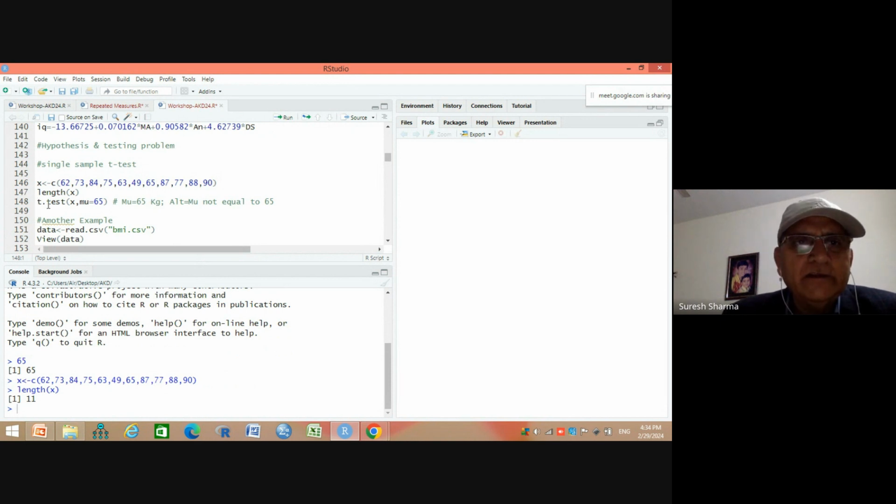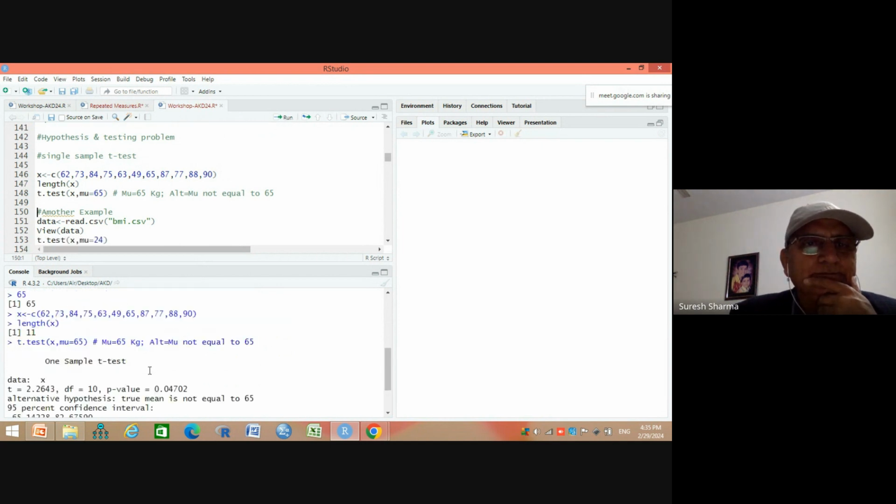So the command is t.test, whatever is your value X, and then mu. Mu, what do you want to test? You may test mu is equal to 0. You may test mu is equal to 70. So put the value of mu is equal to 65. That is the value under H0 you want to test. Is that okay? So t.test, the data and whatever you want to test under H0. Apply this, you will get this answer.